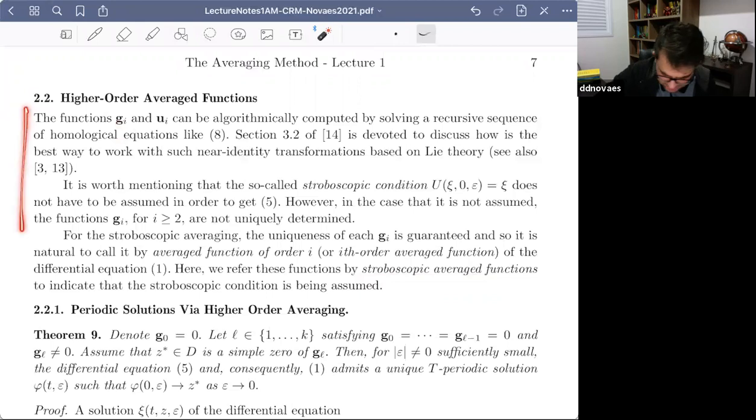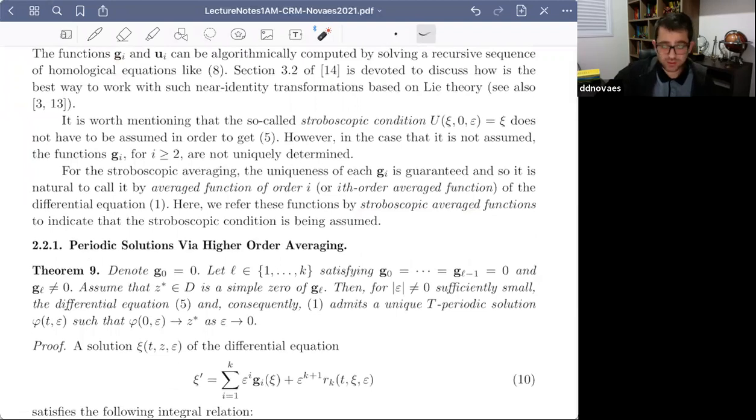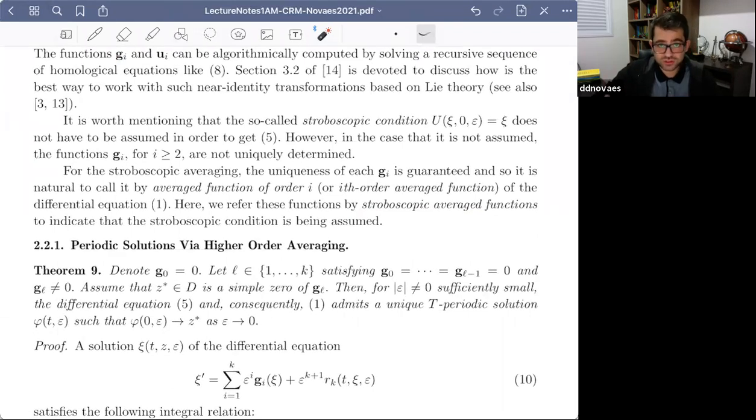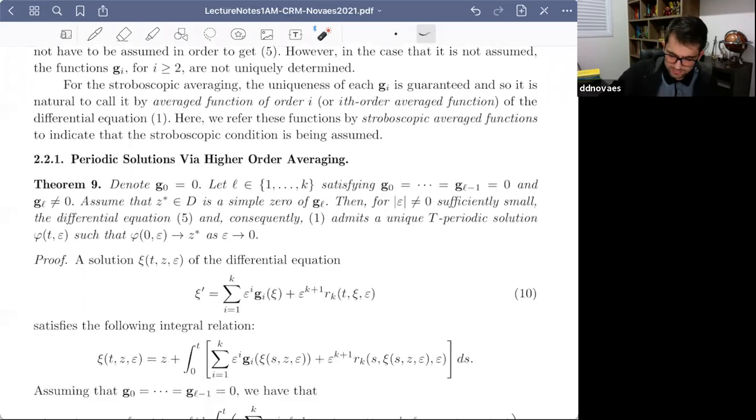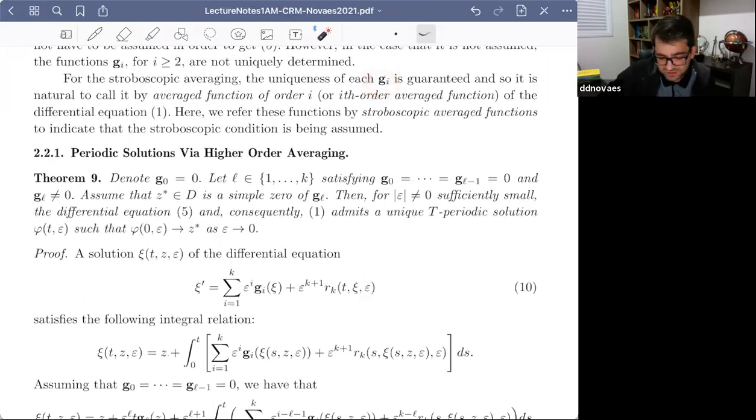So I think that these I have already commented. Okay, so I'm not going to repeat the procedure of homological equations to find an expression for these functions g_i. We are going to have an expression for these functions, but at the end of the lecture. So assuming that I know now these functions, because I know that these functions exist, how can I use them to study periodic solutions of the difference equation 1?